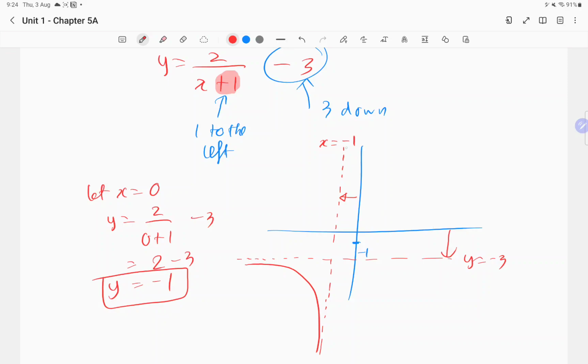And then in the positive region, it will start somewhere close to this asymptote, cross through the point negative 1, and then get close to the other asymptote. Okay, so this is the graph of y equals 2 over x plus 1, minus 3.